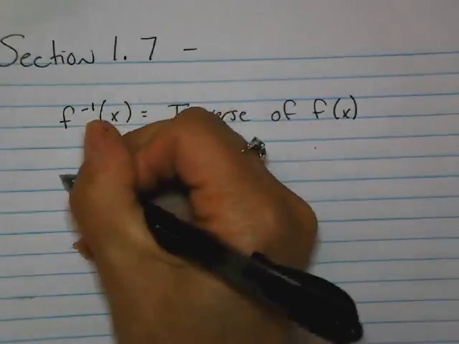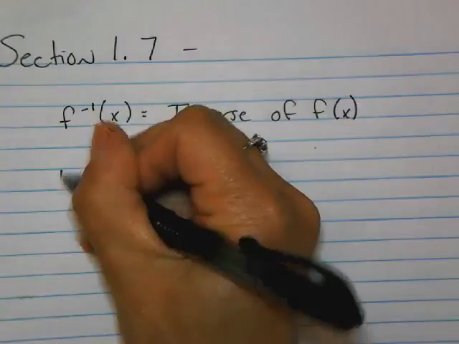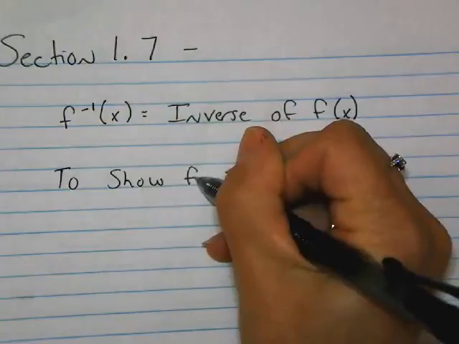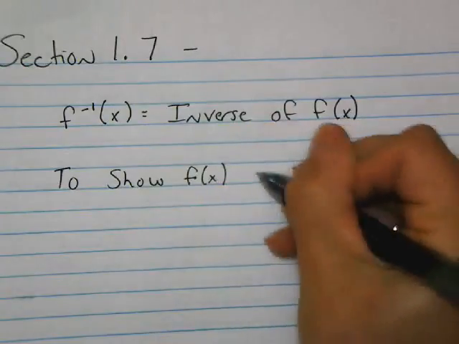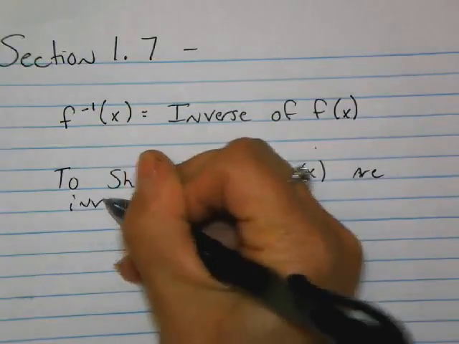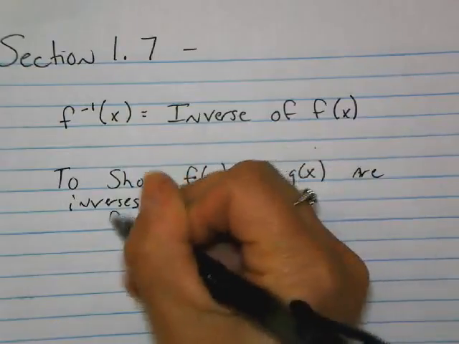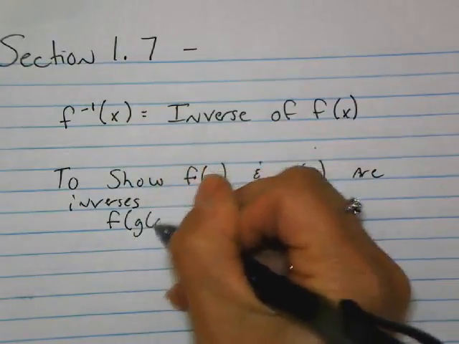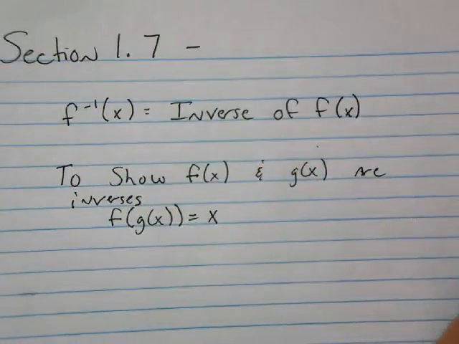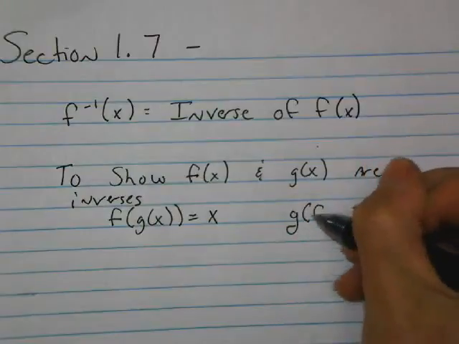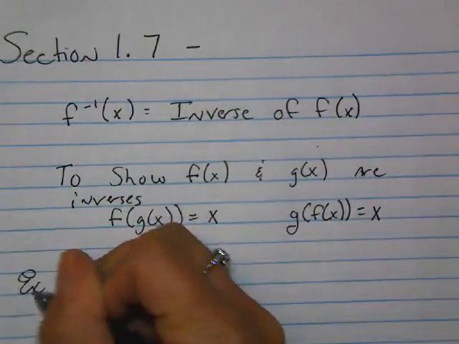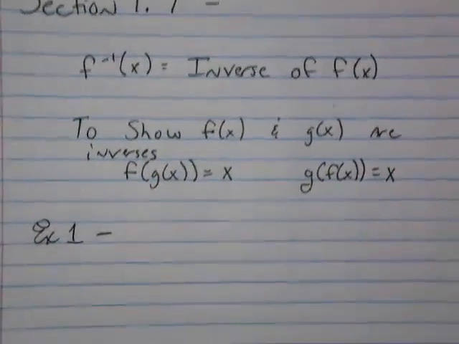Okay, so to tell if functions are inverses of each other, so if we want to tell that f of x and g of x are inverses, what you're going to do is find f of g of x and show that that's equal to x. In other words, when you do all your simplification, you get x. And when you do g of f of x, you also get x. And that's going to take us right into our first example.